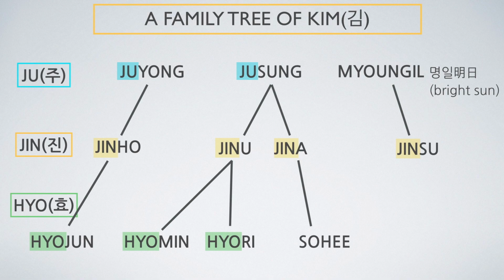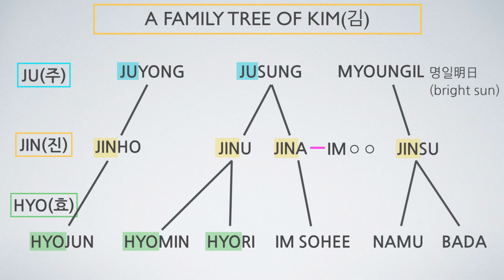That's because Jina is a lady and she married to a man whose family name is Im. So their daughter Sohee is following the name system of Im family. And of course, her family name is also Im, not Kim. Jinsu has two children, Namu and Bada, which means tree and sea. Both are Hangul names. There's no Chinese character for their name.